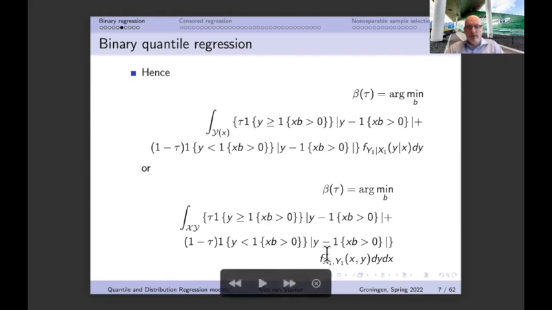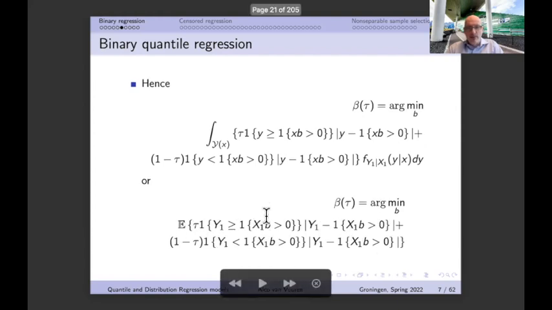That means, of course, that this thing over here is nothing else than a population mean. It's the population mean of this whole function that we have here in between parentheses. That means that we can also write this as a population mean. We get an E, of course, for the population mean, and then we only have to replace these little y's by y1, and the little x's by x1. And then we get this relationship over here.